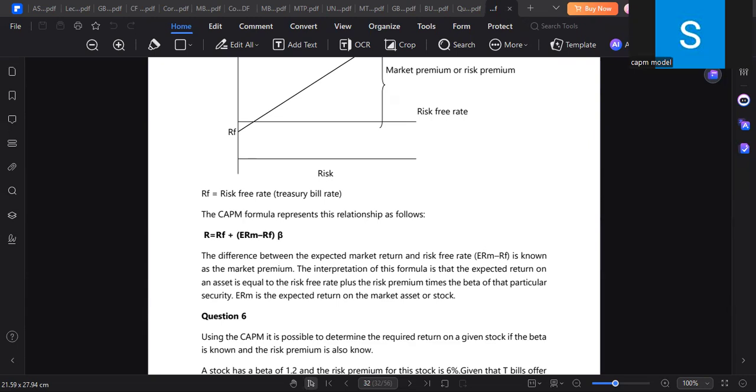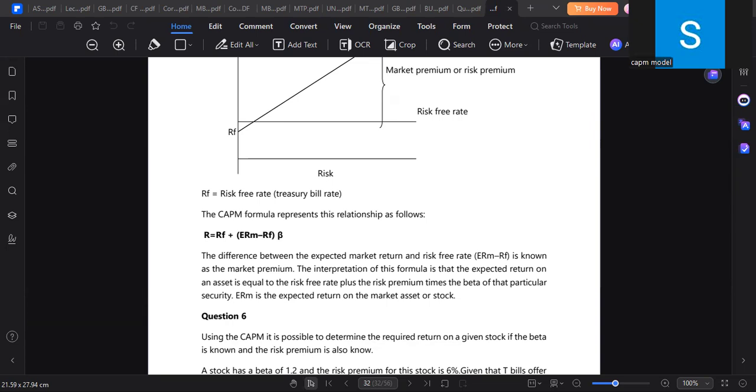We usually refer to treasury bills because they are one of the safest investments one can undertake, because government is known to never default. Okay, it's very rare that you expect your government to default. So we're going to use that formula to explain this model. And secondly, the expected return, ERM minus the risk-free rate, is called the market premium. It actually represents the extra return that investors expect for investing in the overall market instead of a risk-free asset.